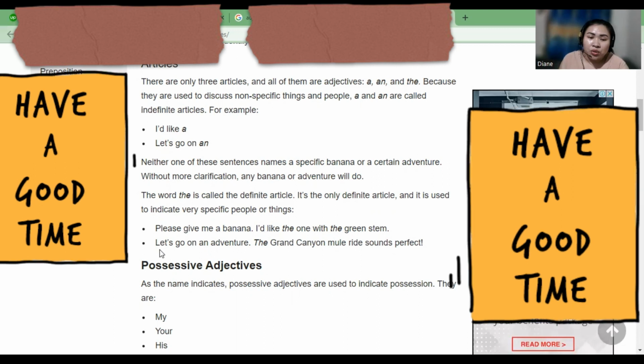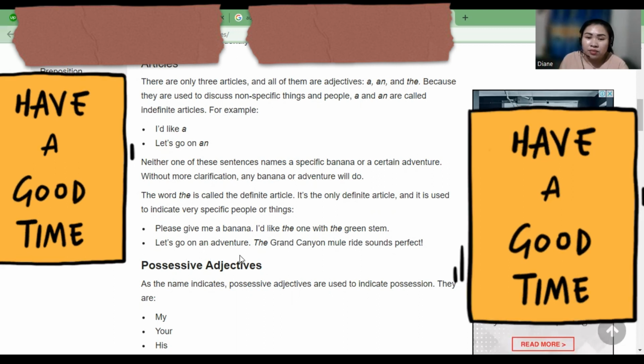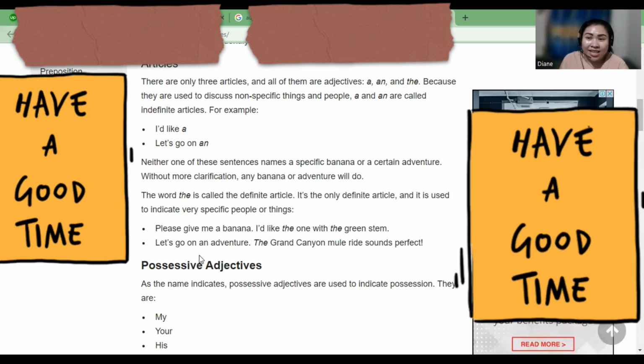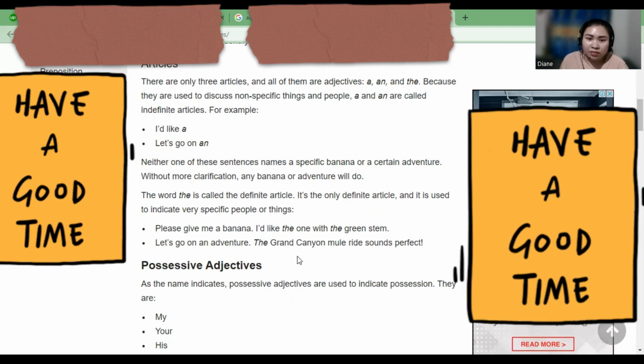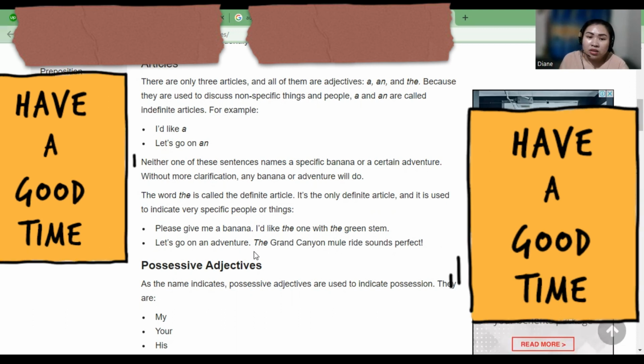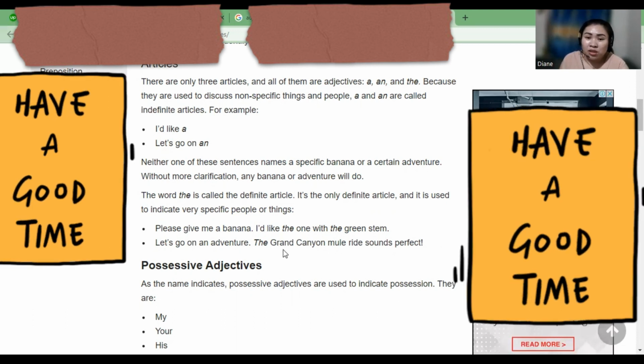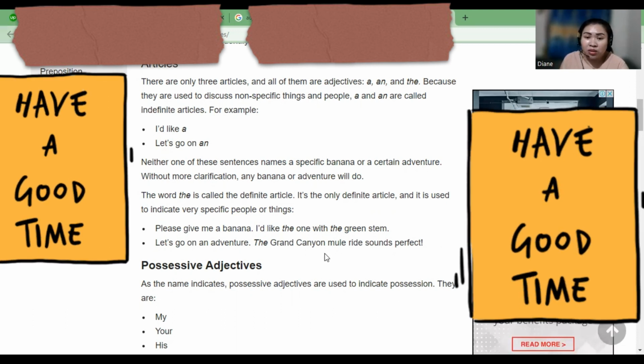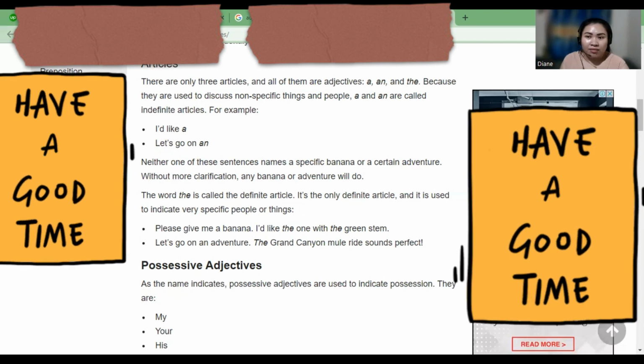Here, number two, let's go on an adventure. What kind of adventure? See, it's not specific. The Grand Canyon mule ride sounds perfect. Article the, it's specific. The Grand Canyon mule ride sounds perfect.